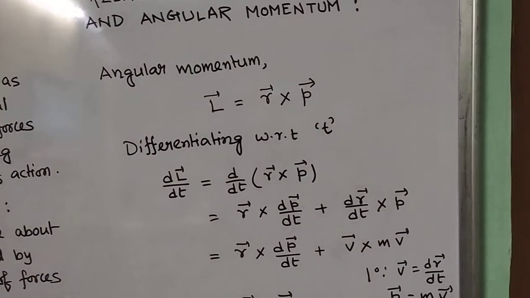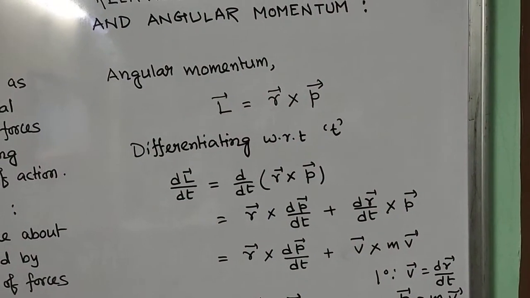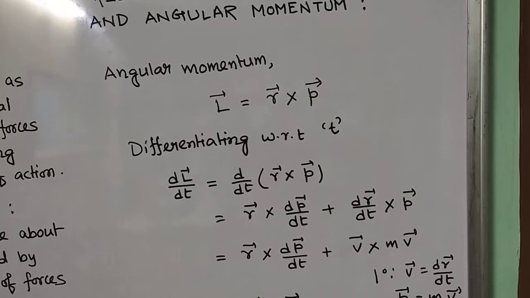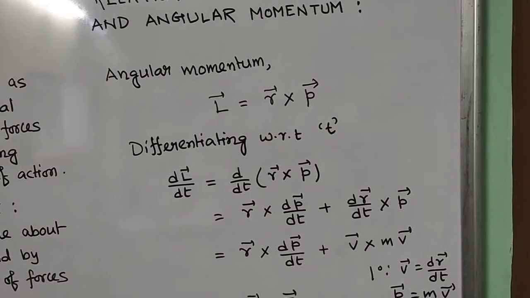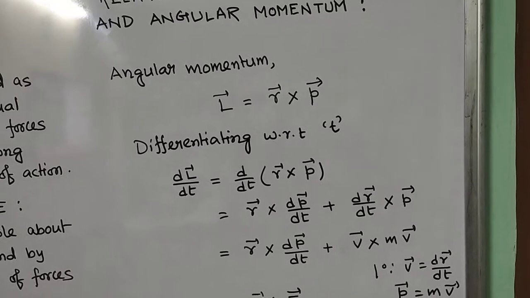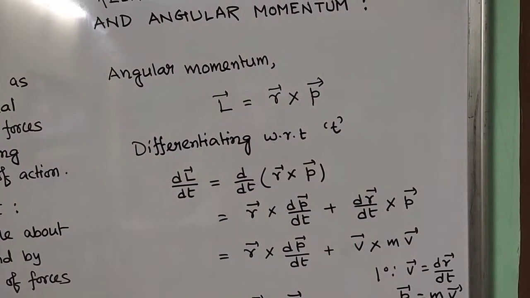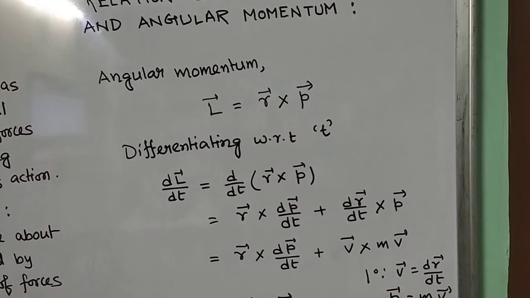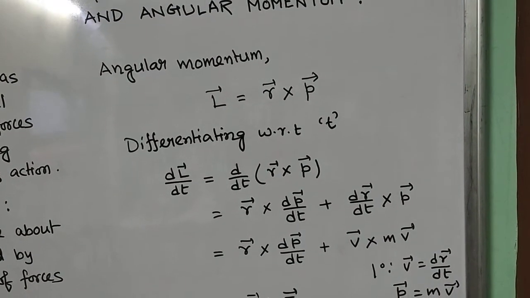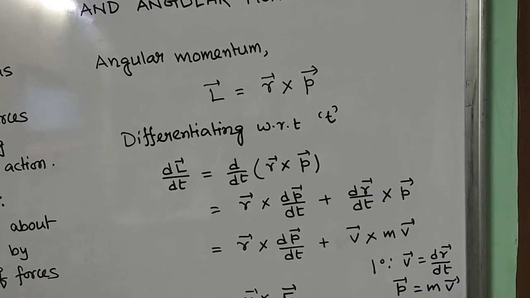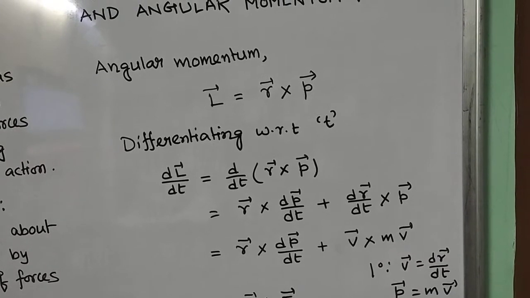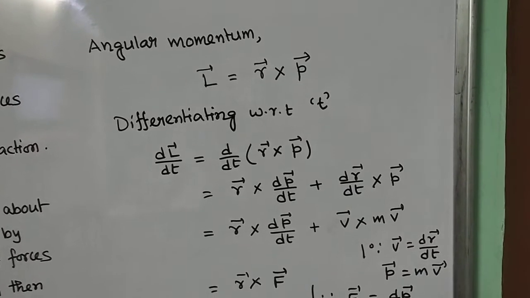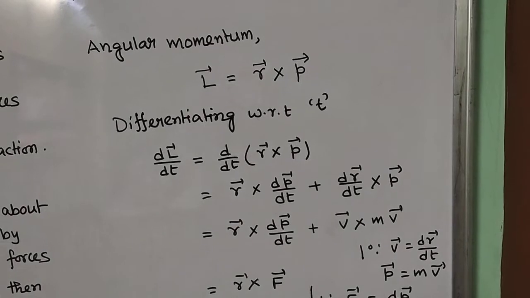Now what we will do here, we will differentiate with respect to time. So dL/dt. We are going to use the product rule of differentiation. Keeping r vector constant, we differentiate momentum, that is dp/dt, so r vector cross dp/dt, plus, second, keeping p vector constant, we differentiate r vector, that is dr/dt. Now next step, r vector cross dp/dt.